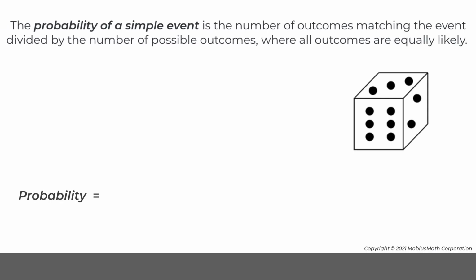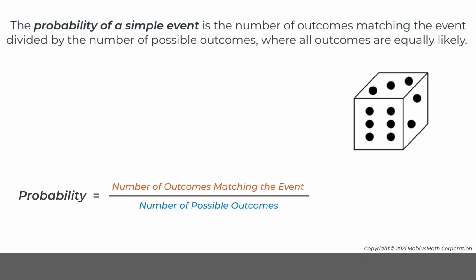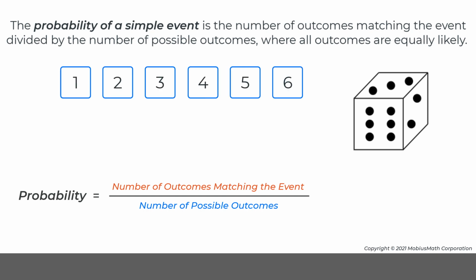The probability of a simple event is the number of outcomes matching the event divided by the number of possible outcomes, where all outcomes are equally likely. For example, a 6-sided number cube has sides that are labeled with the numbers 1 through 6. This number cube is assumed to be fair so that each outcome is equally likely.